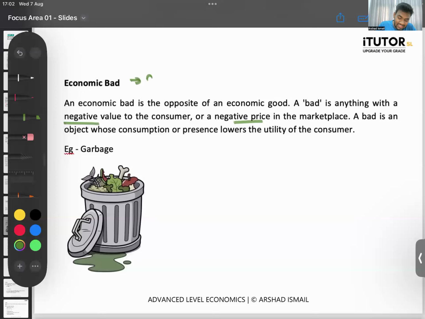It provides disutility. So what is this negative price? How can a price be negative? Now, I said the theory class fee is 2,800. I don't say minus 2,800. What is this negative price?